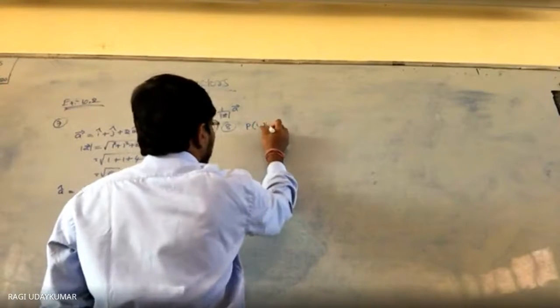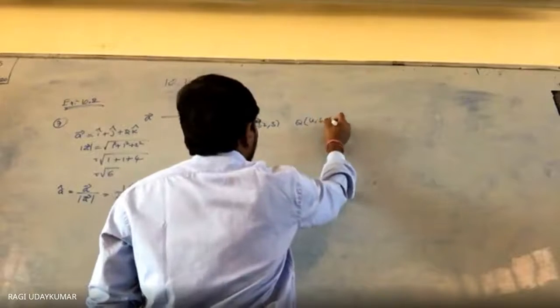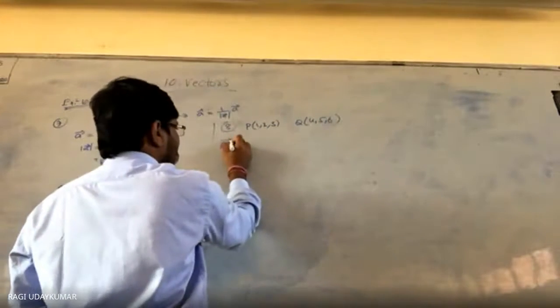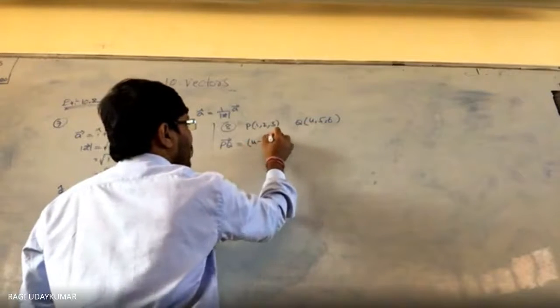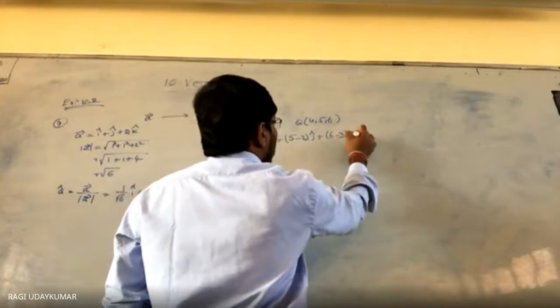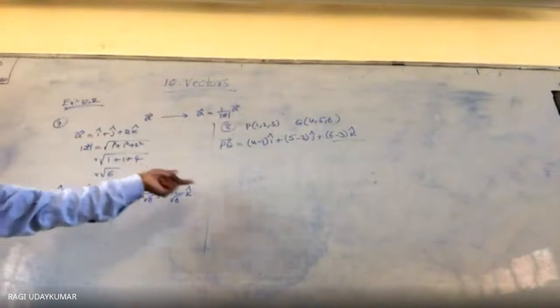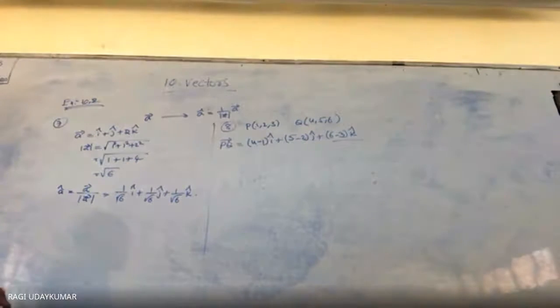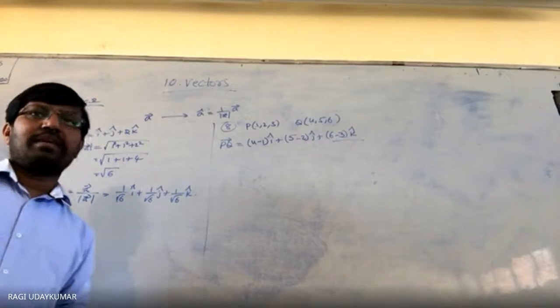P is the point 1, 2, 3 given to you. Q is the point 4, 5, 6. So PQ vector कैसे find out करेगा first? 4 minus 1 into i, 5 minus 2 into j, 6 minus 3 into k. वेक्टर आ गया, just like this, और इसका magnitude find out करो और unit vector in the direction of the vector find out करो. It's not difficult for you. Next, 9th question is given to you. For the two given vectors, find the unit vector in the direction of a bar plus b bar.